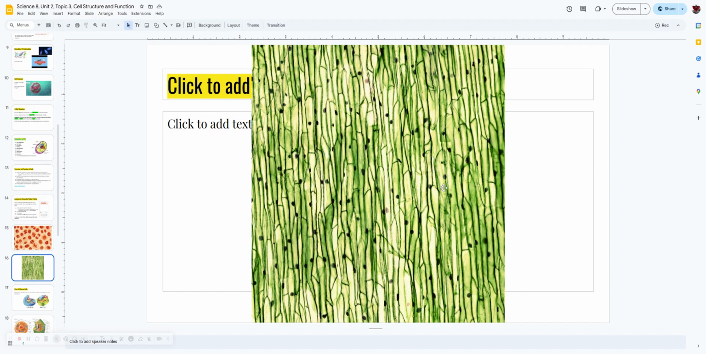Not only does the color, it's green, show that this is probably a plant, but look at the structure of these cells. We can see how these are really rectangular in shape, and we can see how the edges of these cells are really rigid looking.